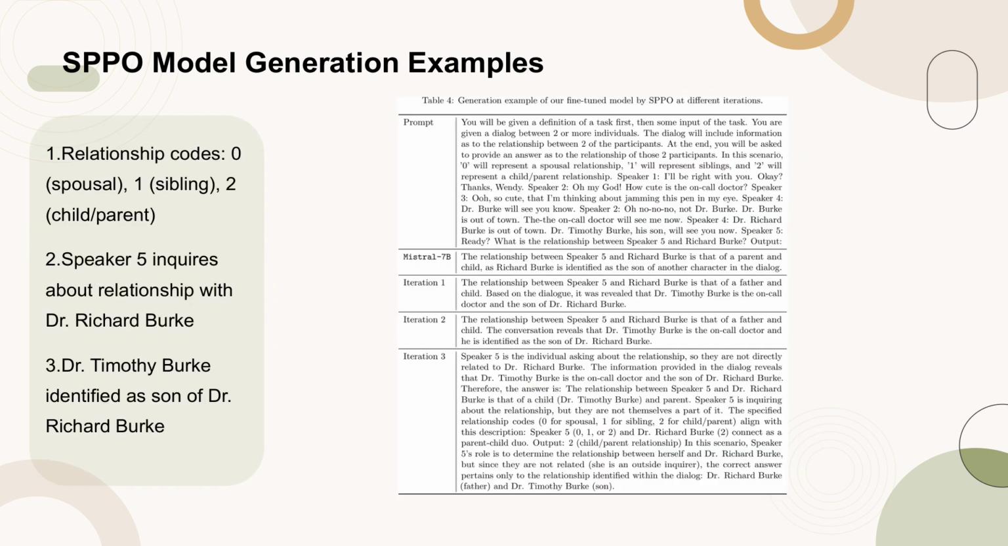Table 4 presents generation examples from our fine-tuned model using SPPO across different iterations. The prompt involves determining the relationship between two participants in a dialogue, using specific relationship codes, 0 for spousal, 1 for sibling, and 2 for child/parent. In the scenario, Speaker 5 inquires about the relationship with Dr. Richard Burke, who is identified as the father of Dr. Timothy Burke, the on-call doctor. The model's responses evolve across iterations, refining the understanding and application of the relationship codes.